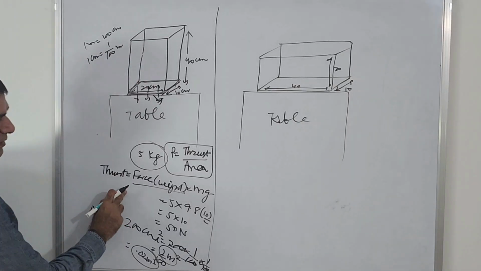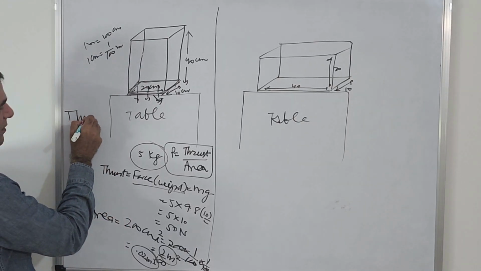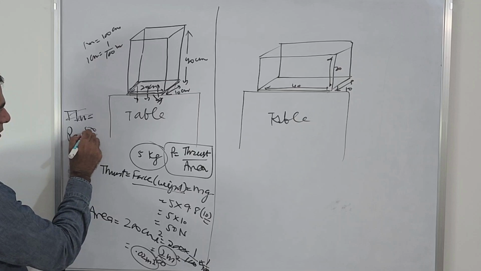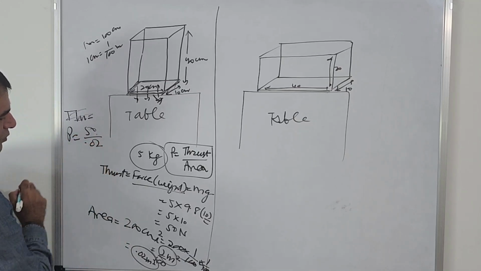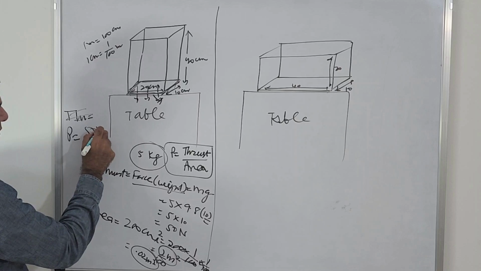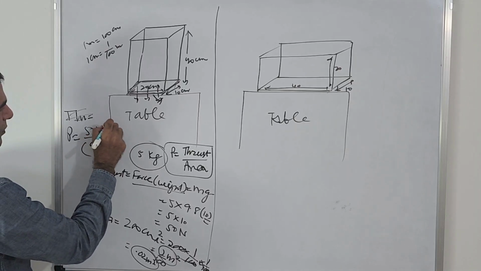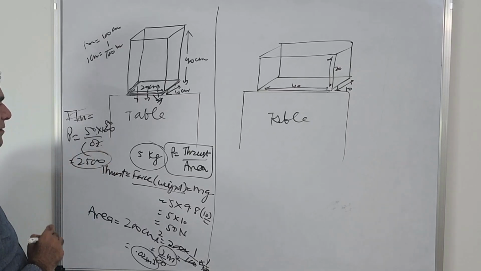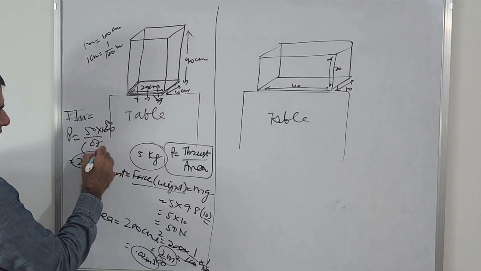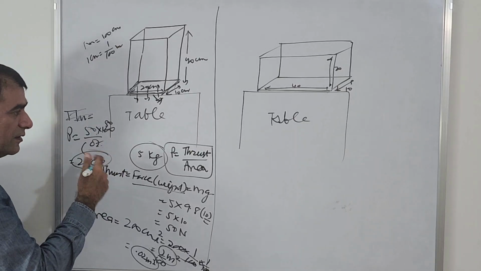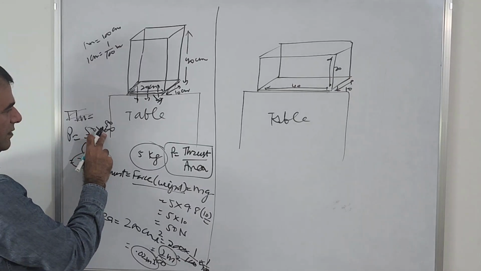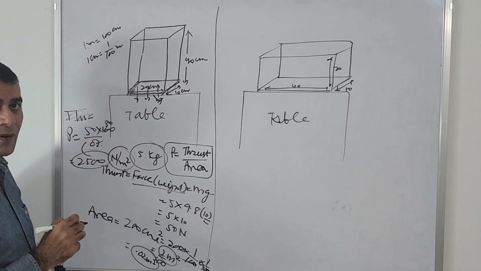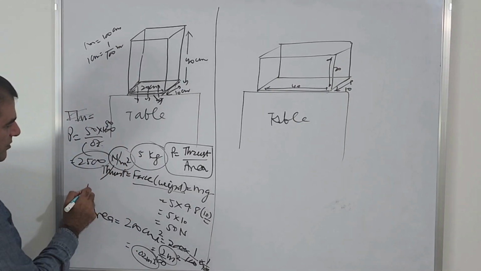Now find the pressure in this first case. The pressure will be equal to thrust, which is 50, upon area, which is 0.02. Okay, so you can put 100 here. So 50 times 50, it is 2500, right? What was the unit here? It is Newton. And what is the unit here? Meter square. So Newton per meter square. Okay.